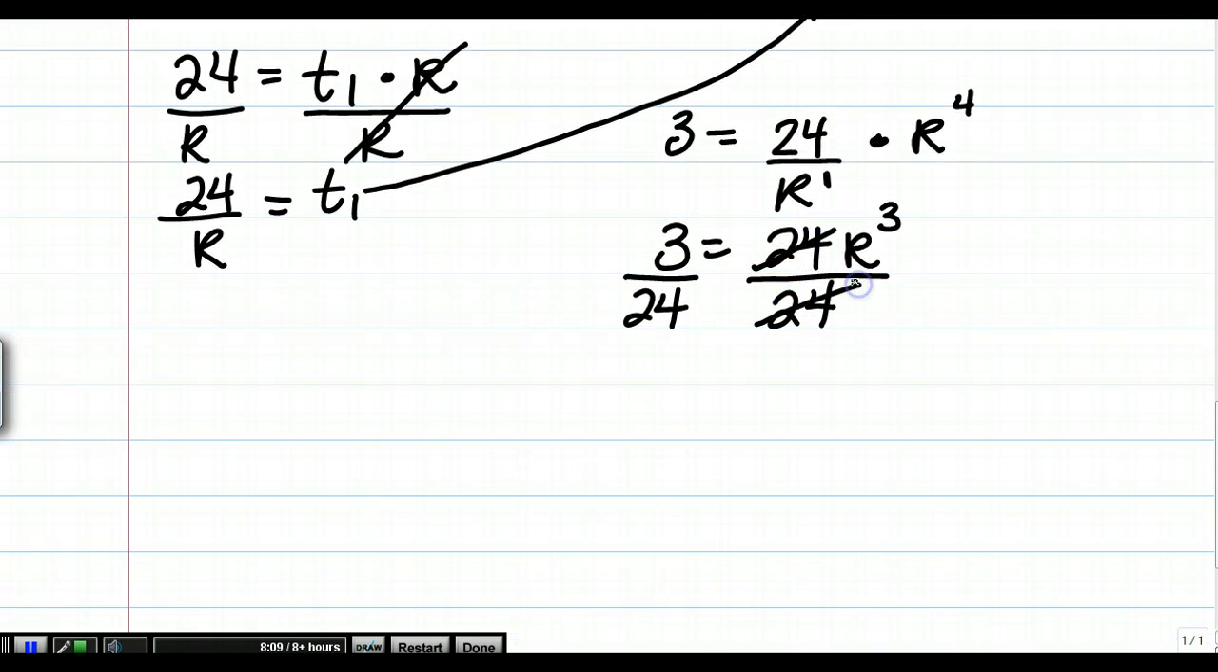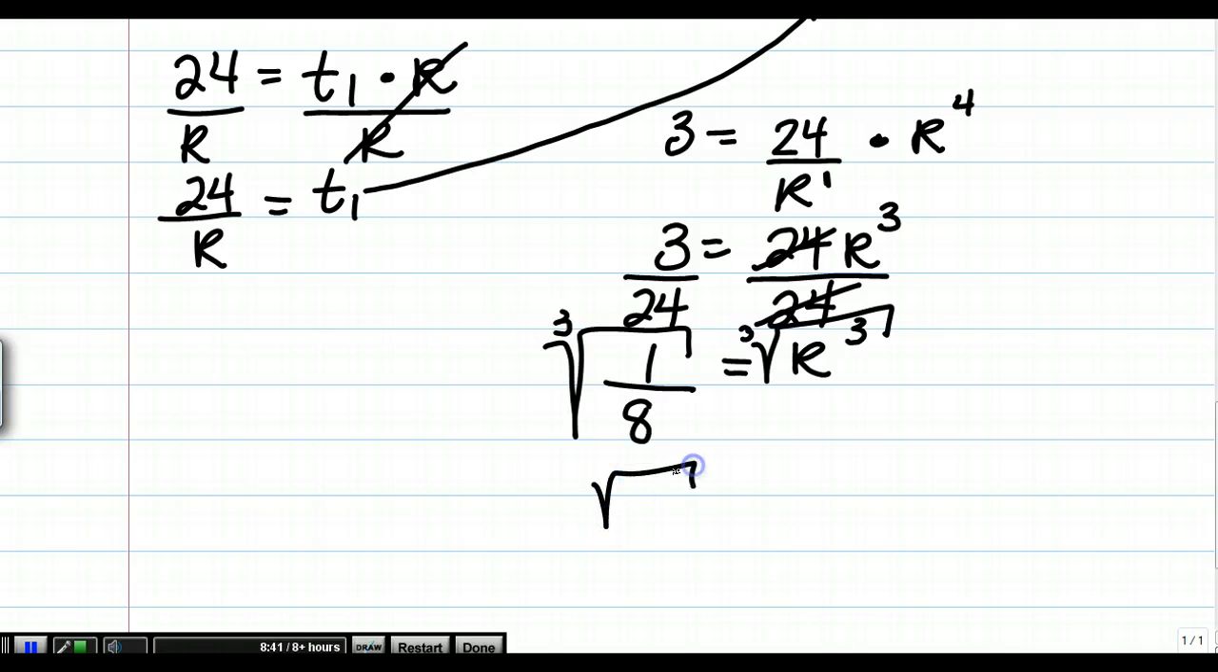These would be gone. And I know that 3 goes into 24 8 times. 3 goes into 3 once, so I have 1 over 8. So 3 goes into 3 once, and 3 goes into 24 8 times. R to the 3rd. And this is like if you had an R squared. If it was an R squared, you know you would square root both sides, right? But since it's to the 3rd power, you have to cube root both sides.